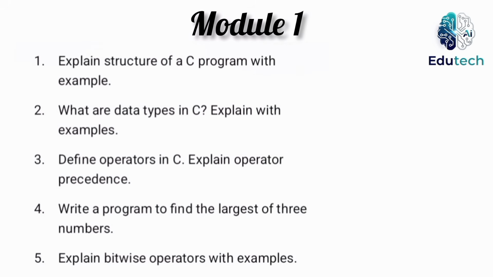Next, write a program to find the largest of three numbers. Compare numbers using if-else. The biggest value wins. Fifth question. Explain bitwise operators with examples. Bitwise operators work at binary level: AND, OR, XOR, used for fast low-level operations.